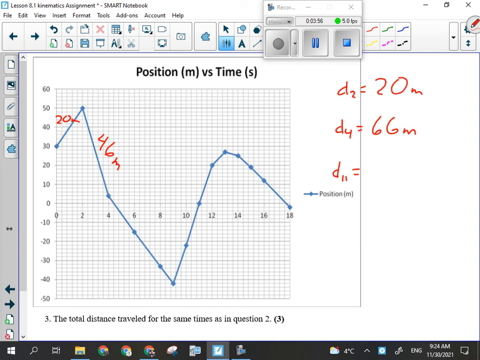And then to 11 seconds, I have to do the rest of this. I'm going from here, which is positive 4, down to here, which is negative 42. That's another 46 meters. Then we go back up to here, which is another 42 meters, because at 11 seconds we were right on the x-axis. So we've got 94, and 134, 136, 156 meters.